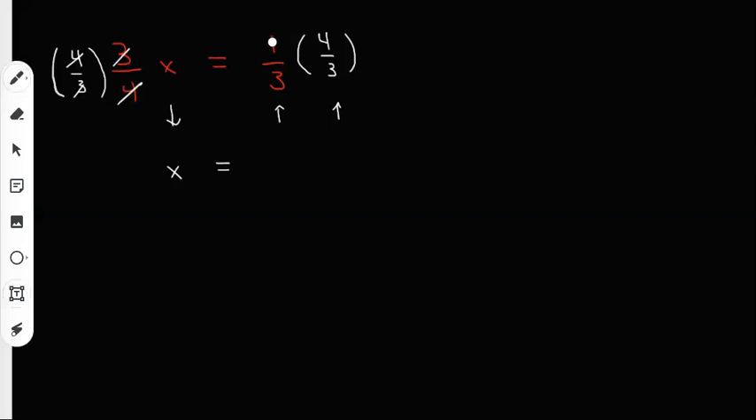The tops are going to give me 1 times 4, which is just 4. And then the bottom is going to give me 3 times 3, which is just 9. So therefore, 4/9 is going to be our answer. And I put that inside the solution set.